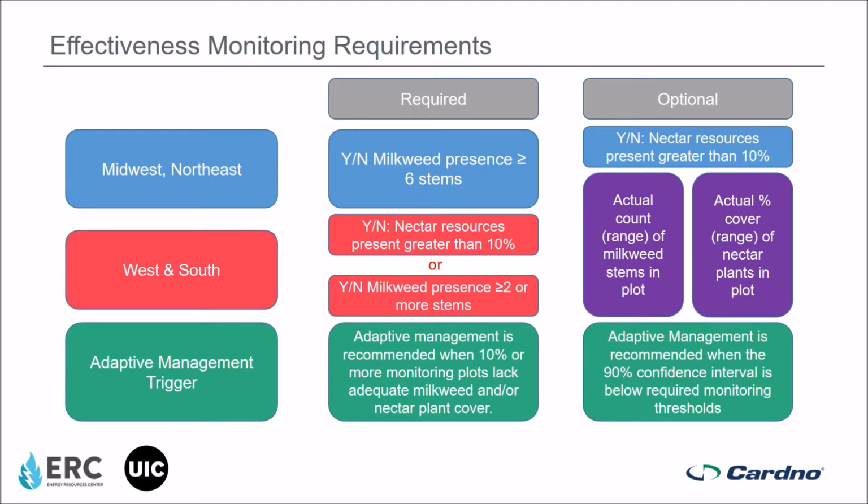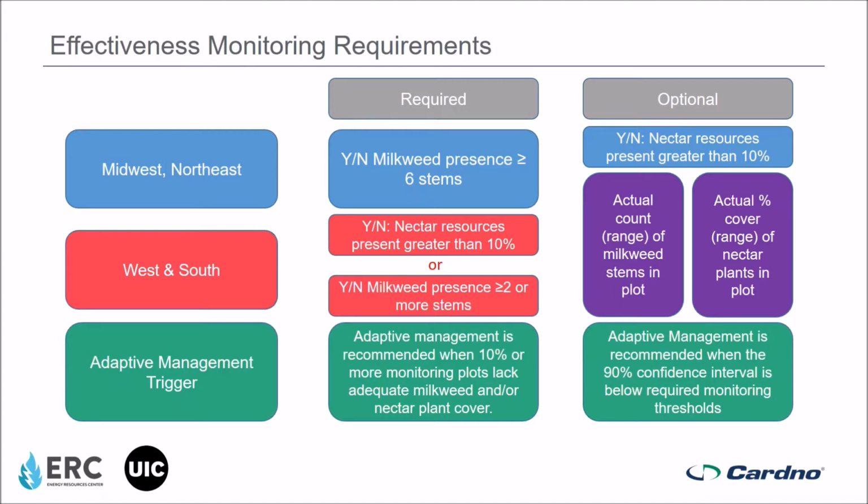These are shown in green. For the required metrics, again, the presence, absence, thresholds, if you're just simply using those or collecting that monitoring data, then the adaptive management trigger is if 10% or more of those monitoring plots lack either adequate milkweed or nectar plant cover, then adaptive management would be triggered.